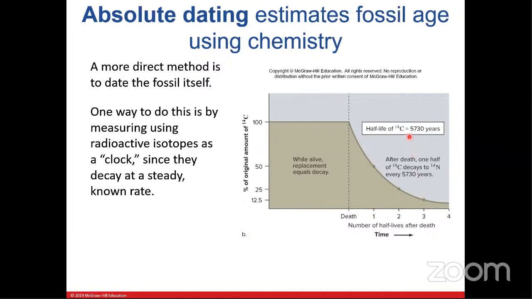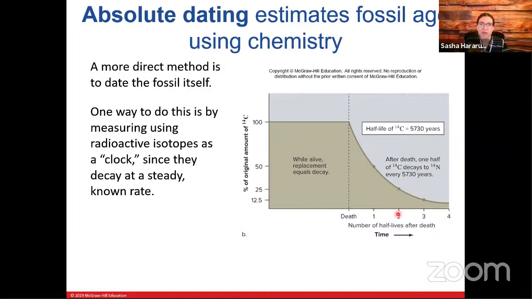So you would be multiplying 5,730 years by 1, 2, 3, or 4. Maybe this figure is more confusing than the other one I had in mind.